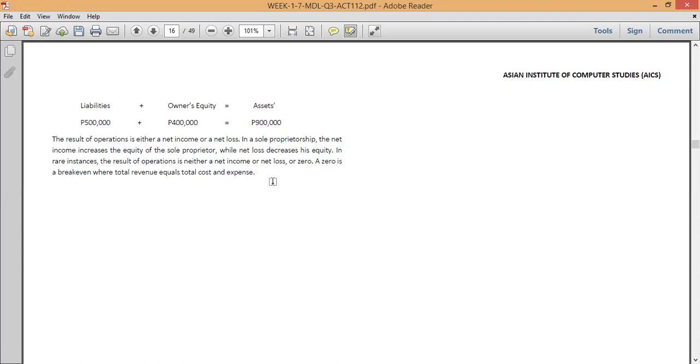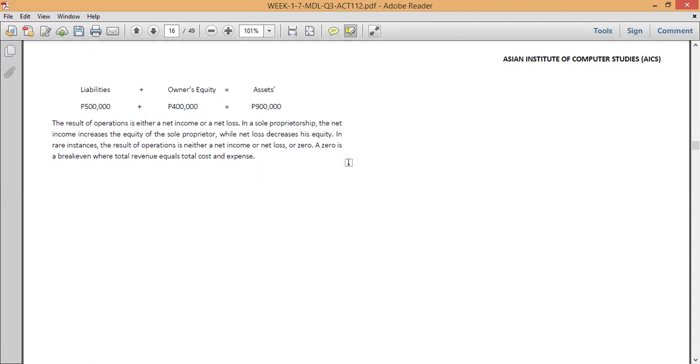Yung parang sumakto lang lahat ng expenses mo sa kinita mo. Parang nag-level lang. Pero pag nagkaroon ng sobra dun sa sales mo, automatic, meron kang income. Pero pag nag-negative, nawawala yung owner's equity, nababawasan yung capital. So, dito sa formula, liabilities 500,000, owner's equity na 400,000, equals pa din po sa 900,000. So, balance pa din po.